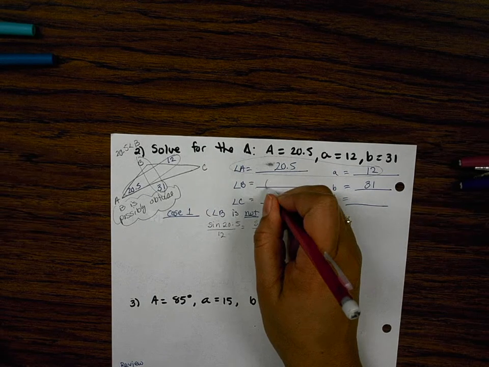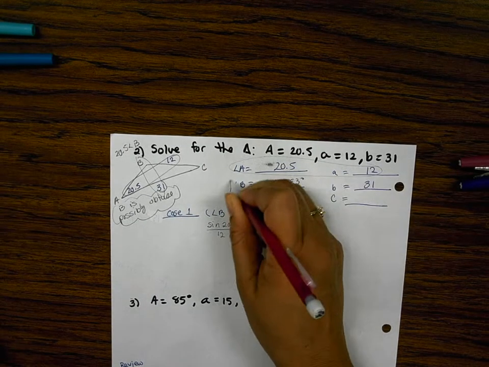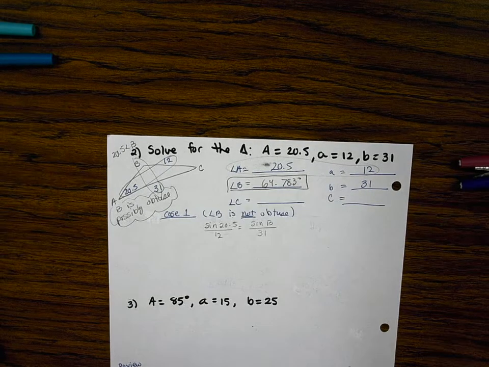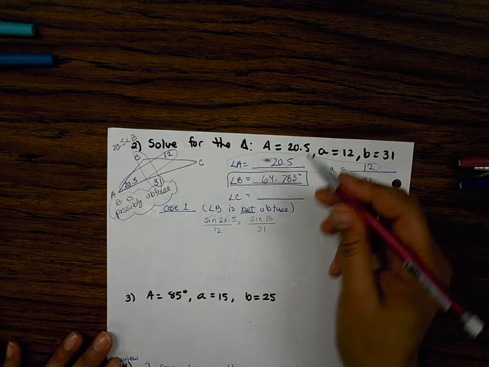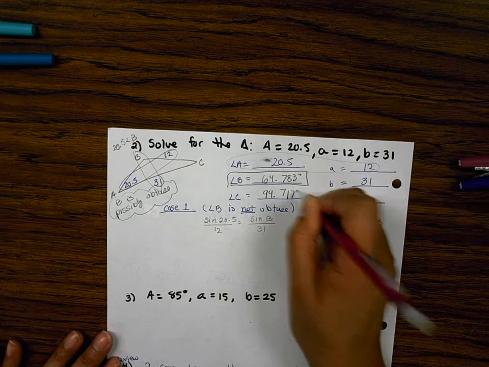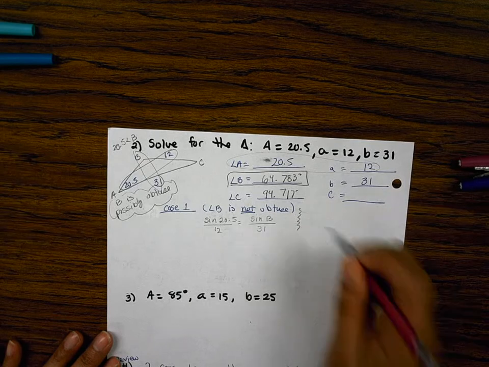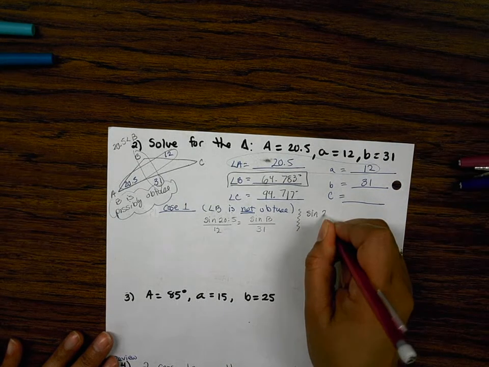Okay. I have angle B comes out to be 64.783 degrees. If you didn't get that, try it again or come into class and ask questions. All right, then we add and subtract from 180, giving us 94.717. And then I use that to find side C.